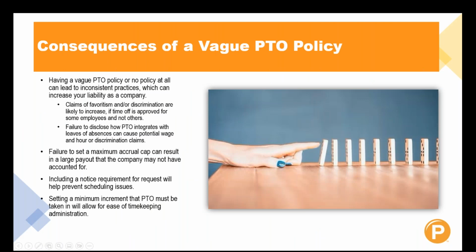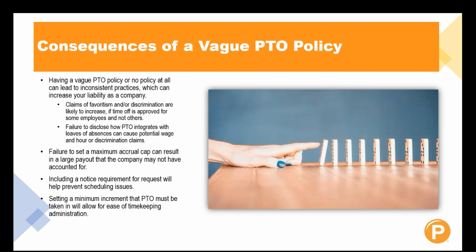Now, I want to touch on some consequences of a vague PTO policy. After hearing our webinar today, let's say you think, you know what, I don't need all this information. I'm just going to keep my policy as is. This is way too complicated. Well, if you don't already have a detailed policy, some consequences of the vagueness can be that it may lead to inconsistent practices, which of course can increase your liability as a company.